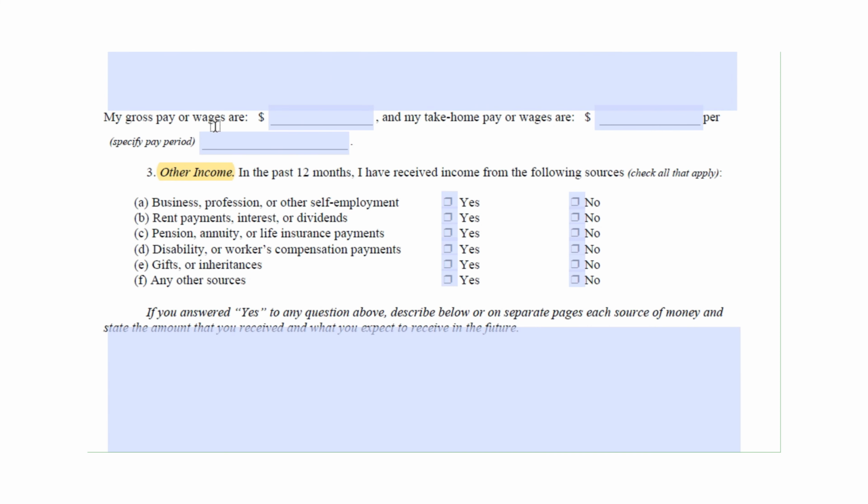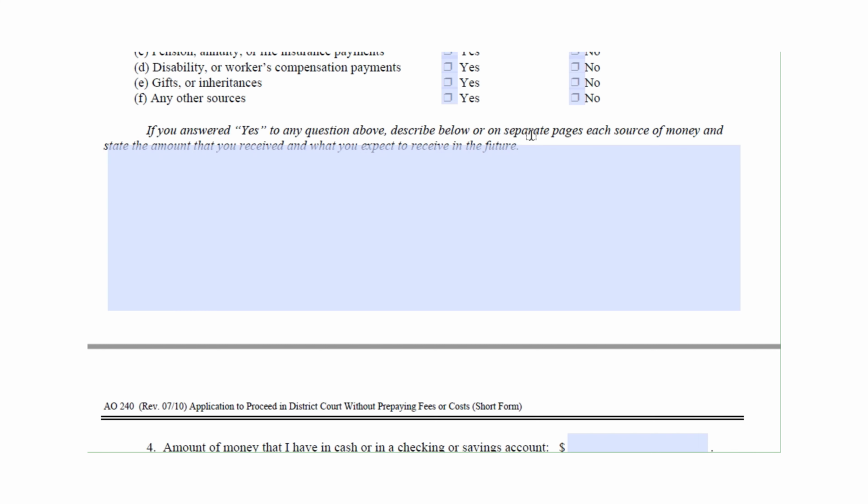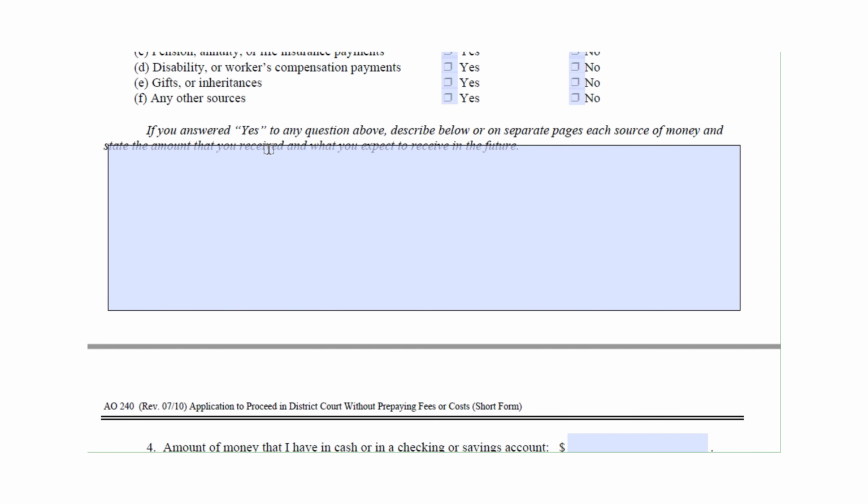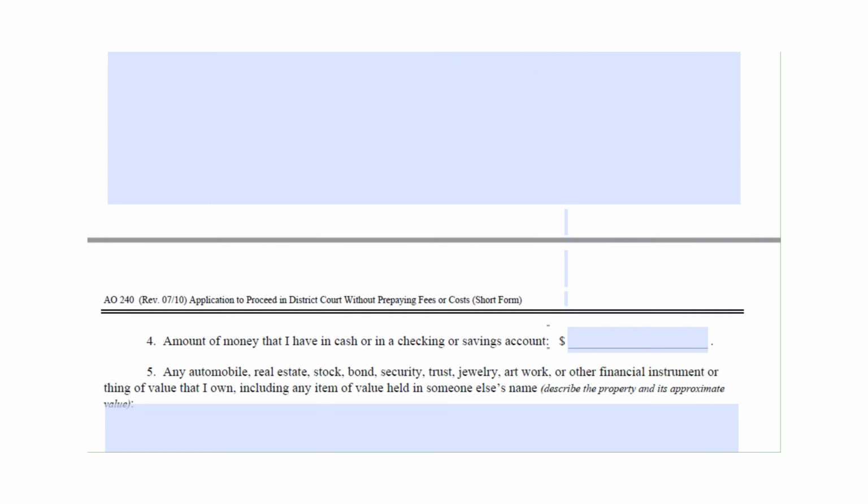My gross pay or wages are. You include that information. Other income, answer yes or no. If you answered yes to any question above, describe below or on separate pages each source of money and state the amount that you received and what you expect to receive in the future. You need to be specific.